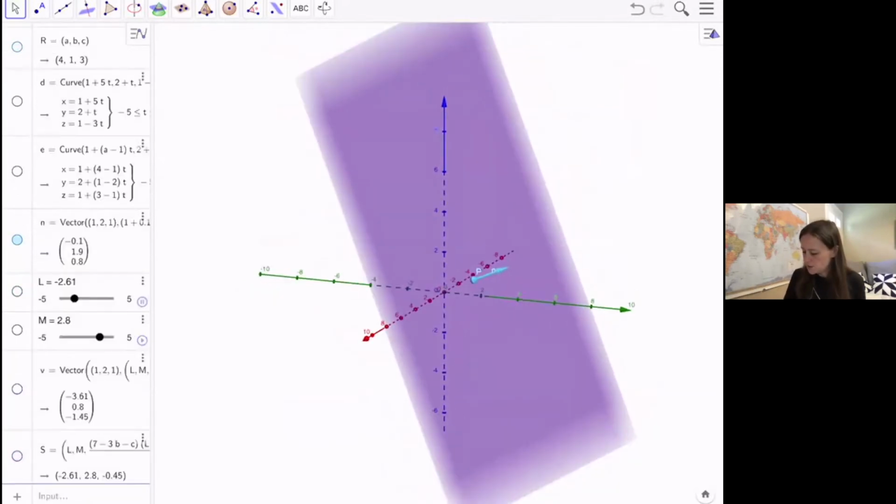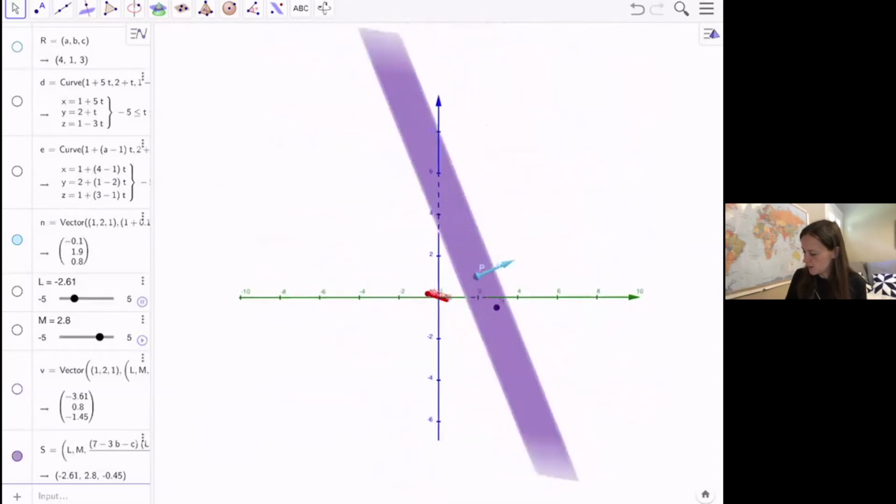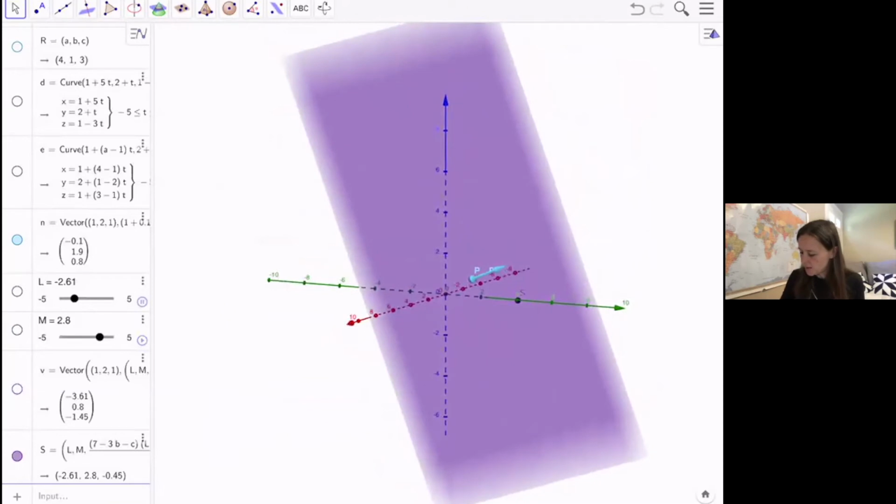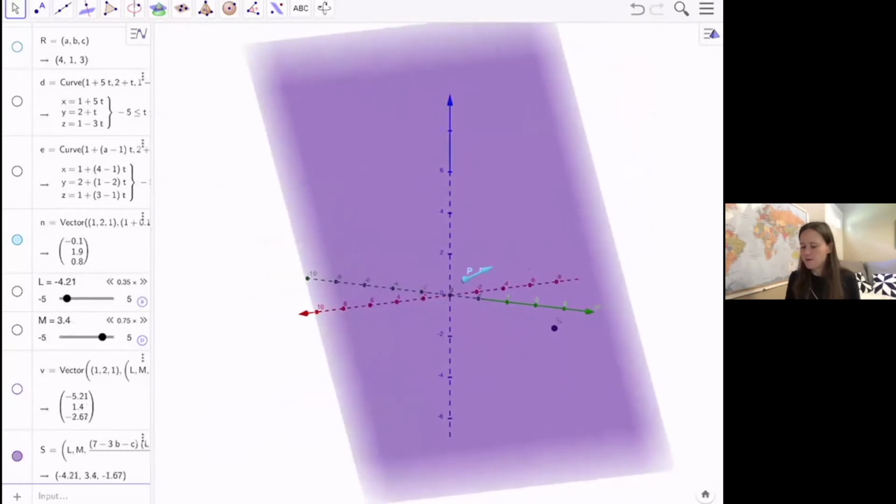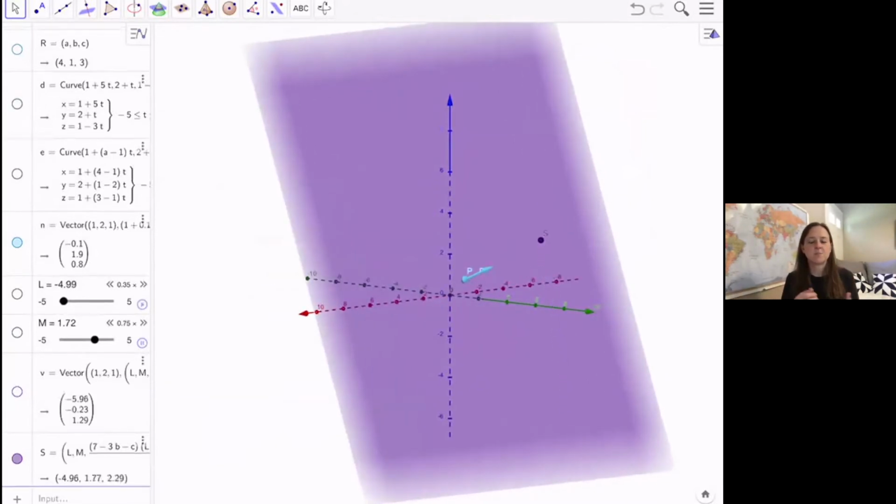So I'm going to turn on a generic point S in the plane. We can see that that plane goes through that point S, and I'm going to let that point S kind of roam about the plane. Okay, so this point S is going to bounce around and find all of the points that lie in this purple plane. All right, so how is GeoGebra finding all the points that lie in this plane?